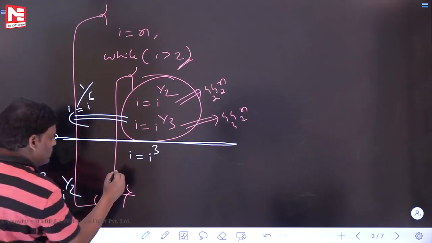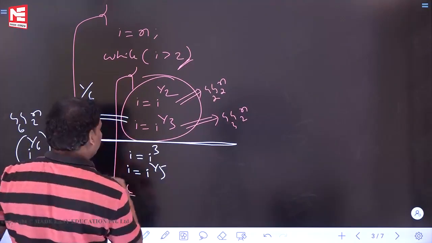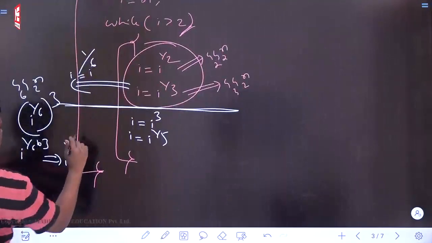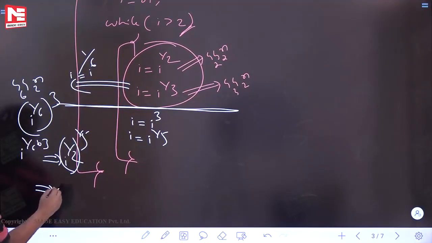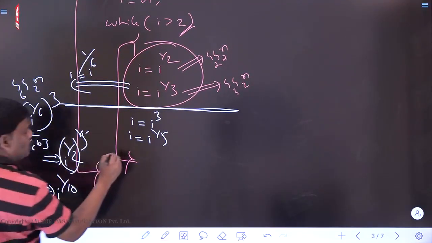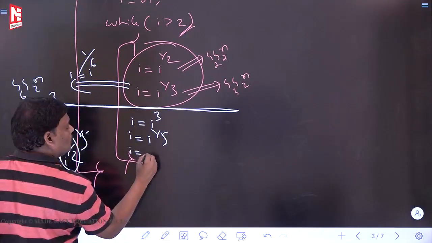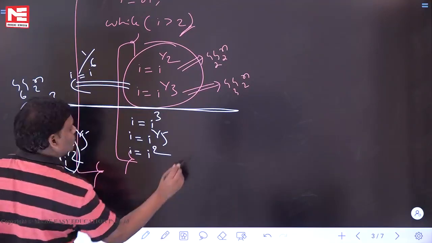Next one, let's see this one. I is equal to I power 1 by 5. So what is the meaning of this one? Whole power 1 by 5, which will go to I power 1 by 10. Next one, until now this is the story. Now let's see this one. I is equal to I power 2.